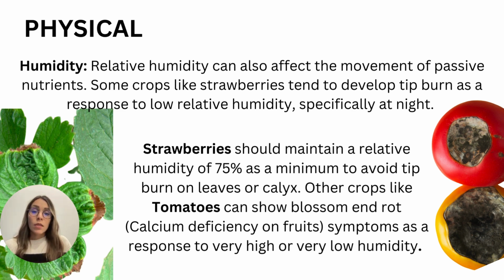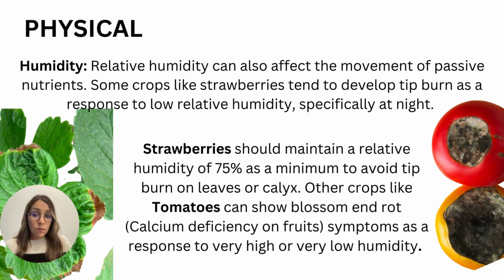So let's explain this with two different crops, two different examples, starting with the strawberries. Strawberries love humidity. We know that nighttime humidity is important for this crop. You should target to have 75% nighttime humidity for strawberries. If you have less than this, you can expect some tip burn or calcium deficiency.